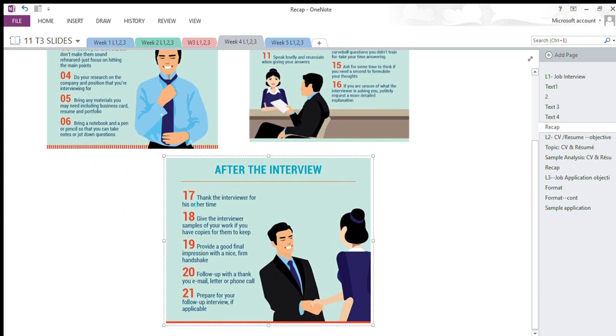Then after the interview, thank the interviewer for his or her time. Give the interviewers samples of your work if you are asked for it. Provide a good final impression with a nice firm handshake. Follow up with a thank you email, letter or phone call and prepare for your follow-up interview if it is applicable.